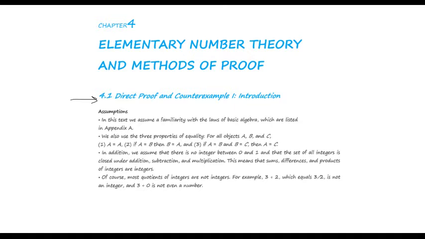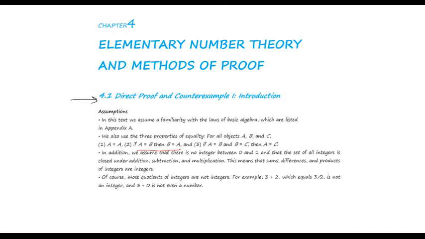Then we also use the three properties of equalities for all objects A, B, and C. A is equal to A, so any object is equal to itself. And if A is equal to B, then B is equal to A too. And in the third property, we have if A is equal to B and B is equal to C, then A is equal to C. That's the transitive property of equality.